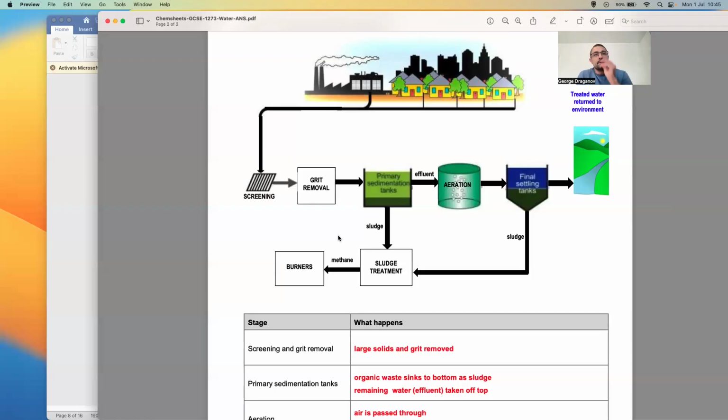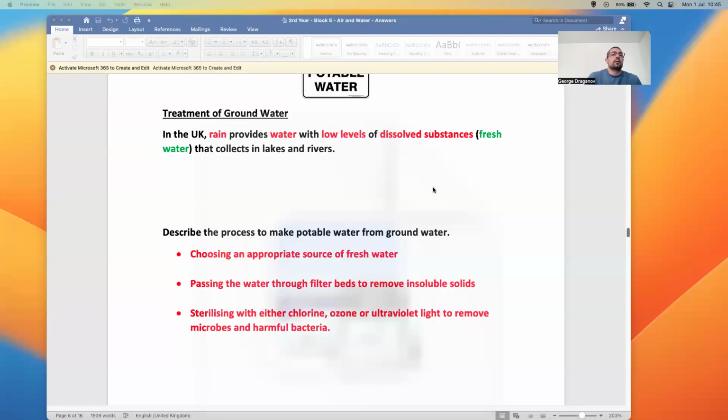Okay, so in summary, you're filtering it, you're screening it, you're treating the sludge anaerobically, producing methane as a byproduct and burning it. And the top layer is effluent with loads of air and oxygen added to it. Aerobic bacteria will then kill the bad bacteria, and then you'll be able to pass it into the river. So that's the summary of how it works.